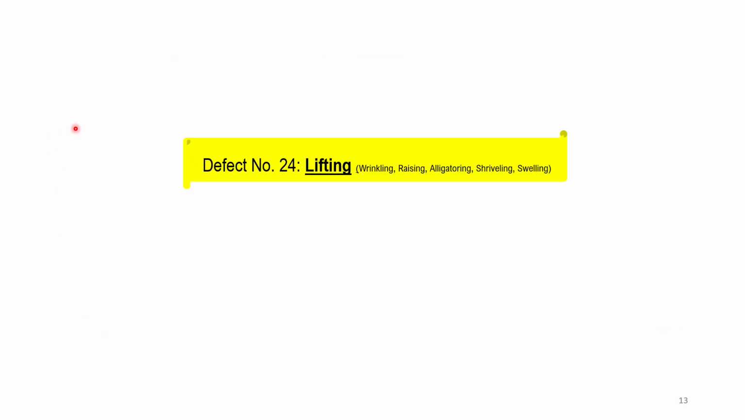With this, we conclude our discussion on the subject of floating and flooding, a paint defect. Our next topic would be defect number 24, that is lifting.